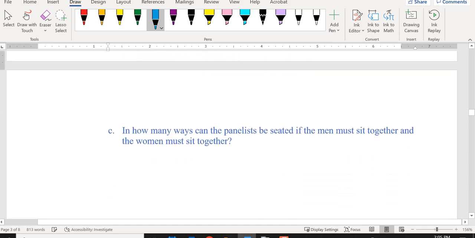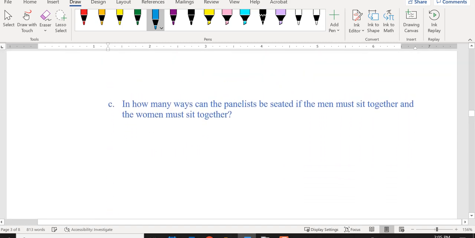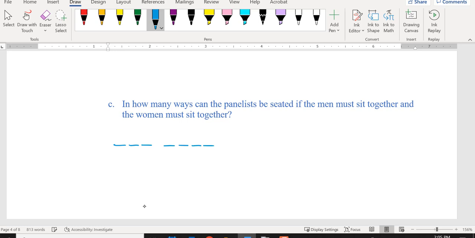Part C. In how many ways can the panelists be seated if the men must sit together and the women must sit together? Okay, we can think about this as the men and then the women, or we could think of it as the women and then the men, right? So this was men and then women, women and then men.